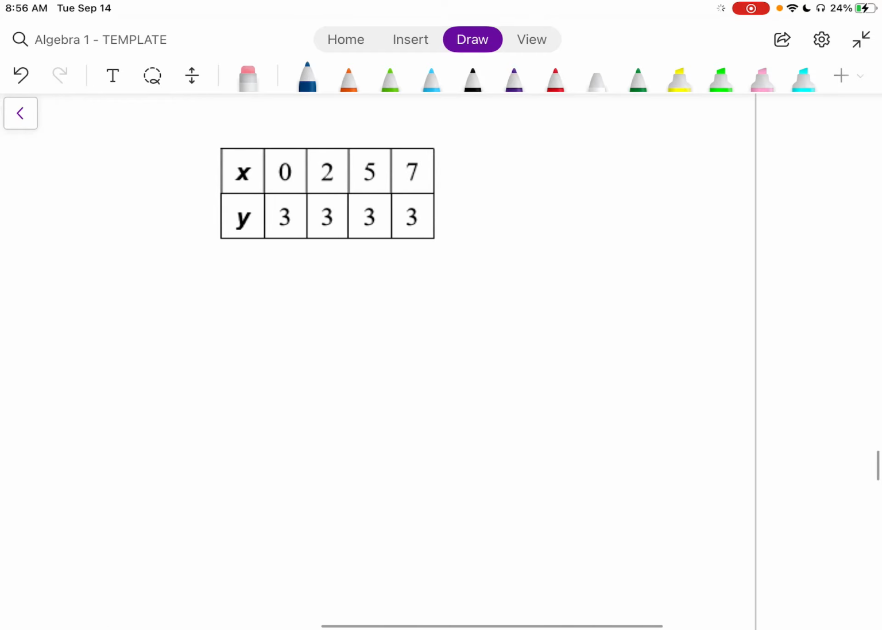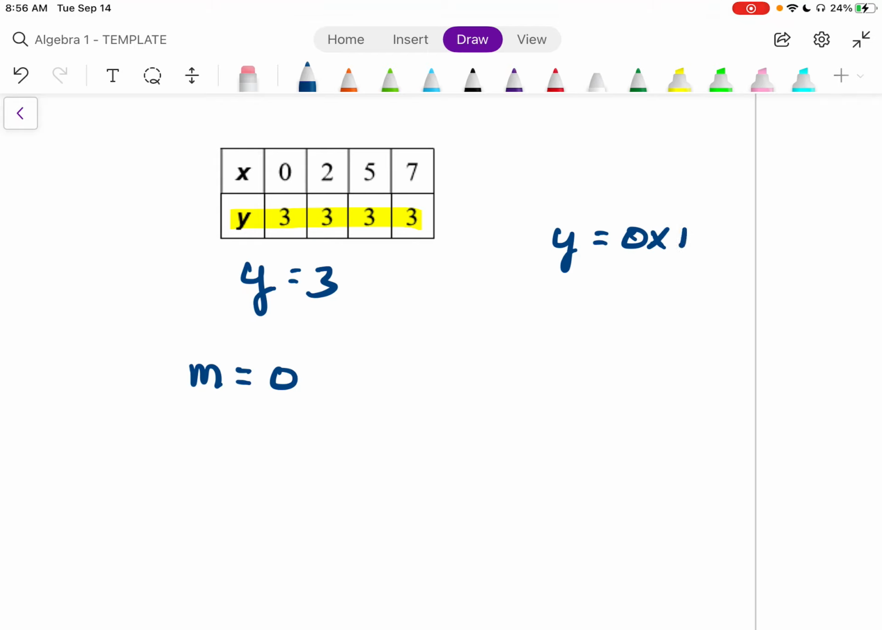Next up. Those are all the exact same thing, right? The y is constant, right? A constant linear equation is a horizontal line. This one's going to actually be y equals 3. From that, it should be really easy to see that the slope, m, is going to be 0, right? Because this is y equals 0x plus 3. And b equals 3.